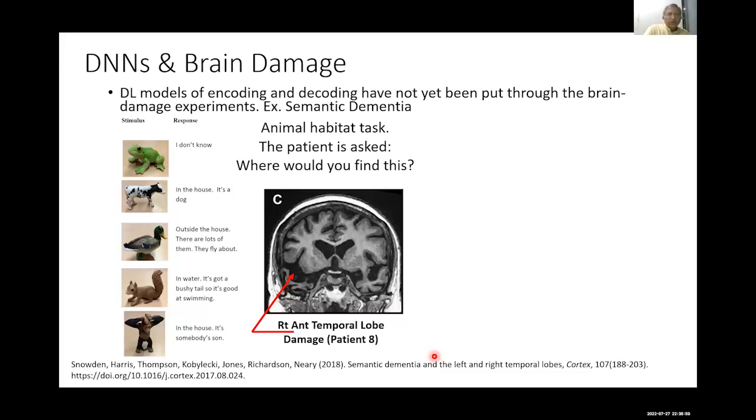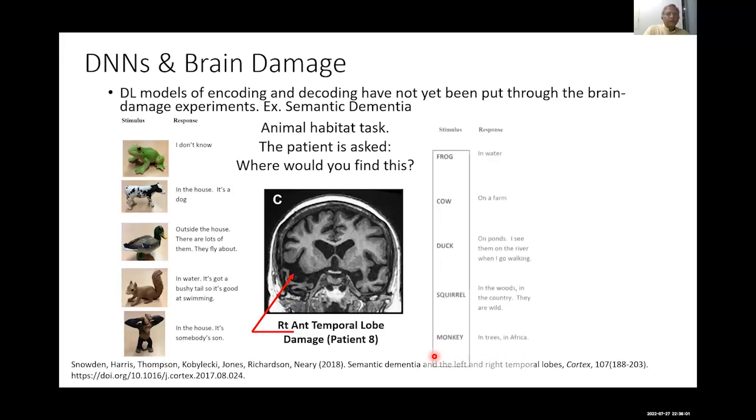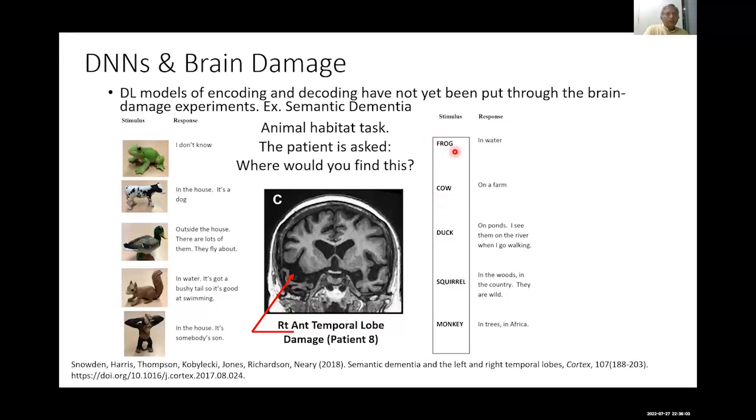Whereas when you give the lexical item that corresponds to this, like the word frog, and they were asked the same question, where would you find this? They are able to retrieve more accurately for all these stimuli, right? Cow, it's found on a farm, right? So these are from one patient, but there are qualitatively similar results.